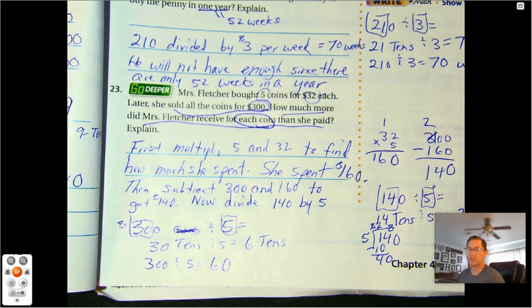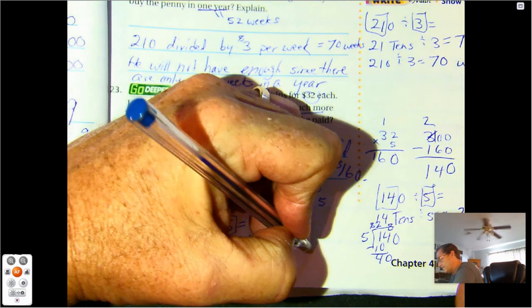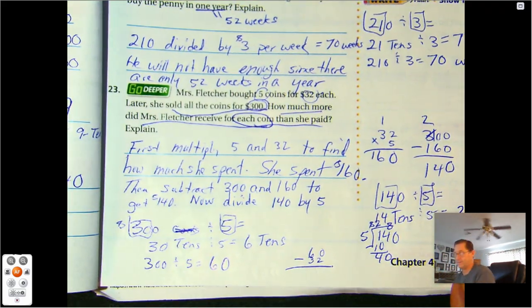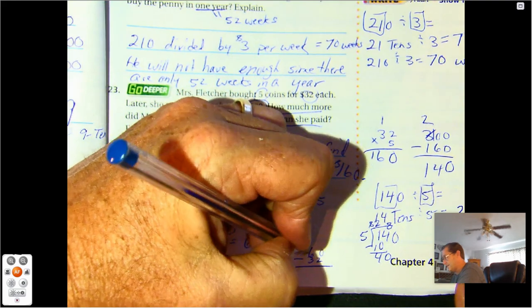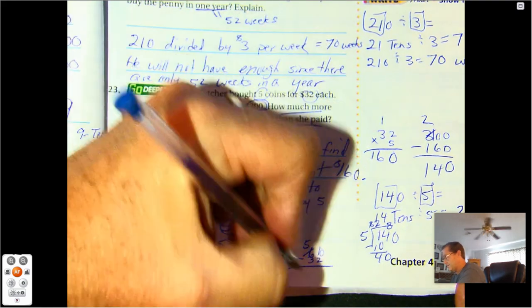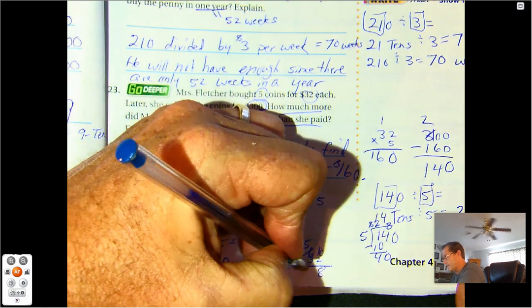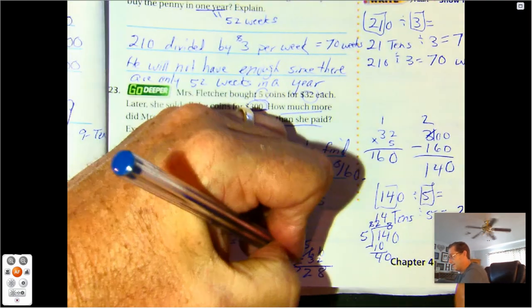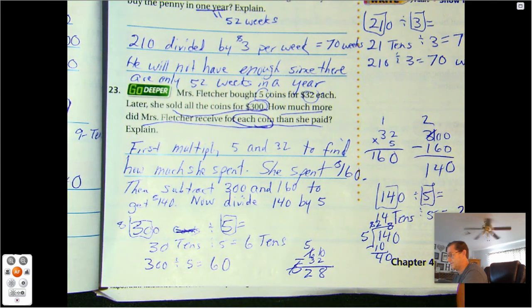She spent $32 a coin. So I can't take 2 from nothing. So 10 take away 2 is 8, and 5 take away 3 tens is 2. So she got $28 more per coin.